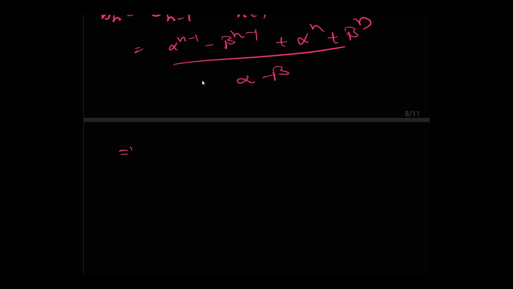We know that alpha beta equals minus 1. Now multiply alpha power n minus 1 on both sides. We get alpha power n, beta, minus beta power n minus 1. Sorry.